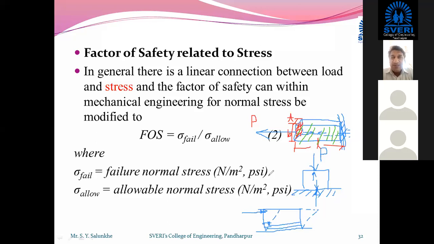Stress, how it is generated, and types of stress. Okay, any doubt?